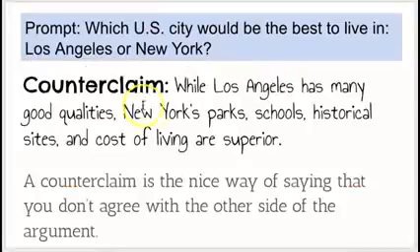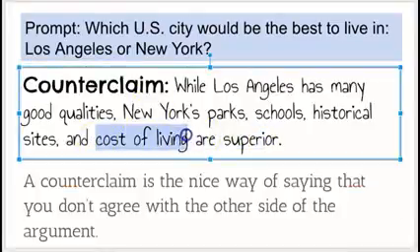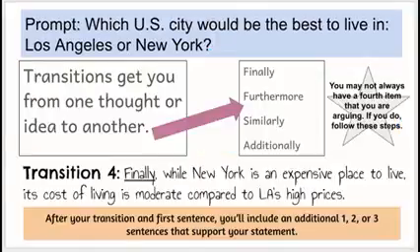For our last section, we wrote the cost of living is superior. So going back down, we have our last section. So if it's the last section of your transitions, you can use transitions such as finally, furthermore, similarly, and additionally. And all of these would have commas following the word. Down here, you can see that this writer chose, "Finally, while New York is an expensive place to live, its cost of living is moderate compared to LA's high prices." Finally, you'll include an additional 1, 2, or 3 sentences that support your statement.